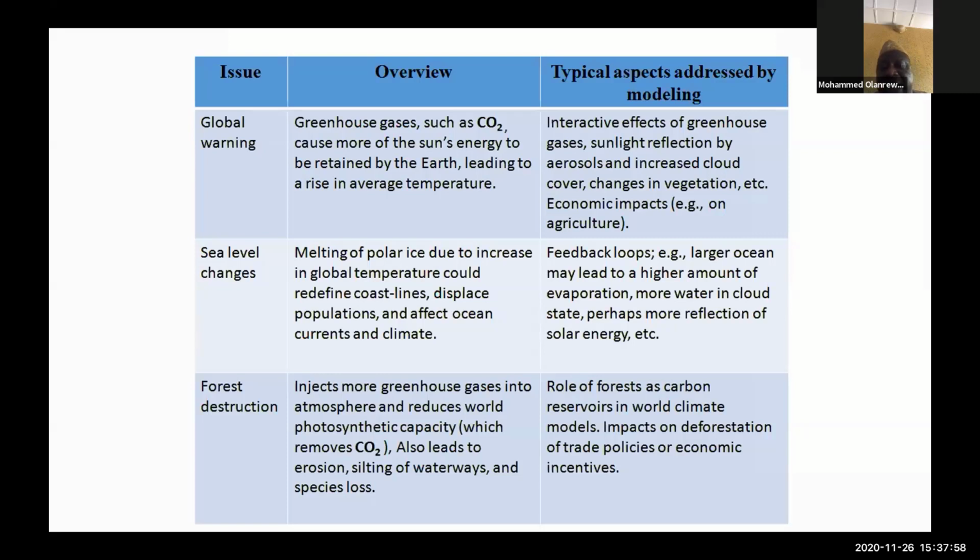Then a modeler, what are the areas he needs to look at? What will be the role of forests as carbon reservoirs in world climate models? What will be the impact on deforestation of trade policies or economic incentives? Here we have, along the road between Makurdi and New Bussa, a park where it's boldly written, don't hunt here. That is, one, you don't cut trees there, and one must not shoot any animal.